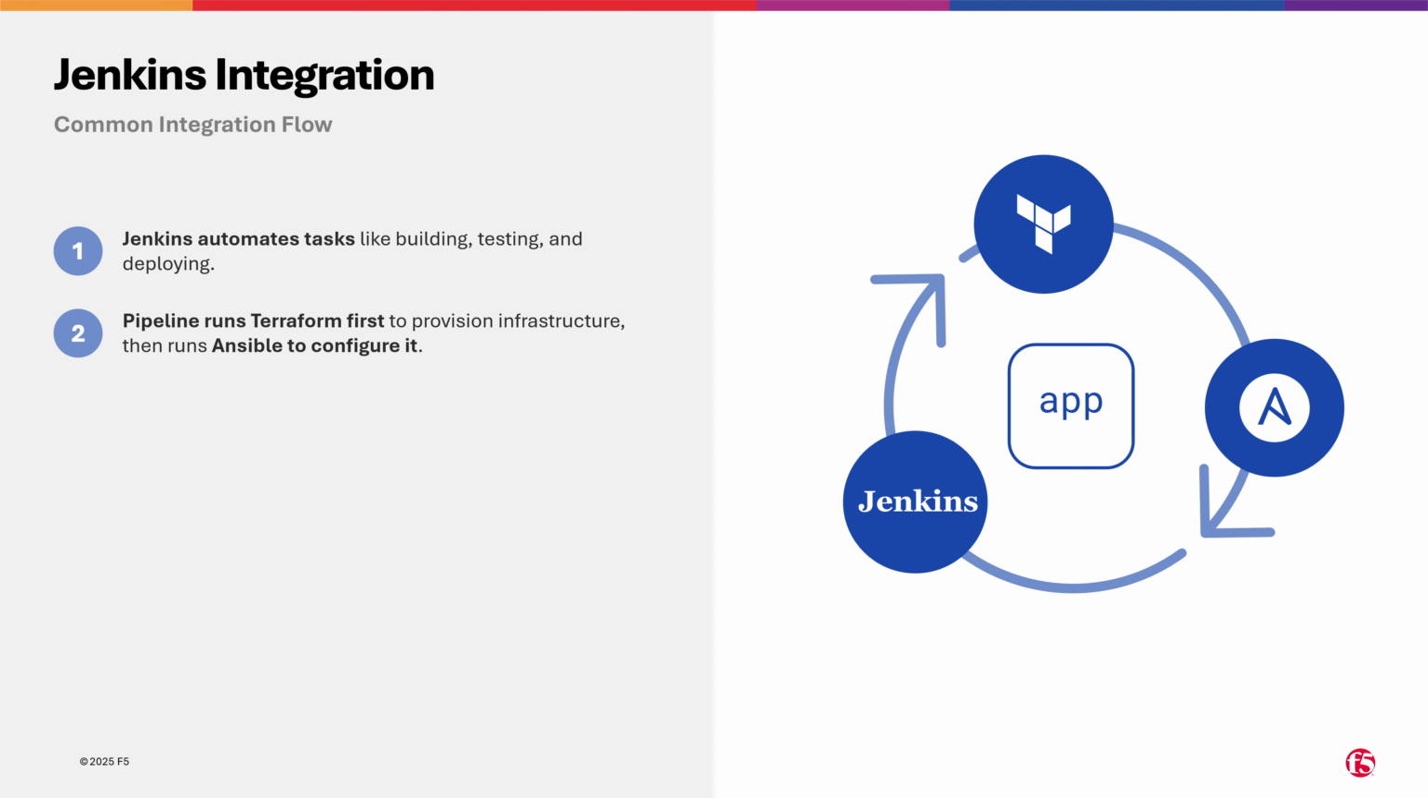This means that when we make changes to our code or infrastructure, Jenkins can automatically run the necessary scripts to apply those changes. First, Terraform will provision the infrastructure. Once that's done, the pipeline will run Ansible to configure the infrastructure. This setup enables continuous integration and deployment for both infrastructure and application configurations.